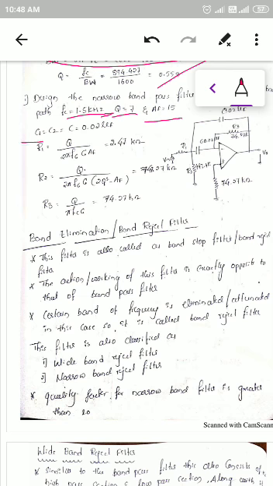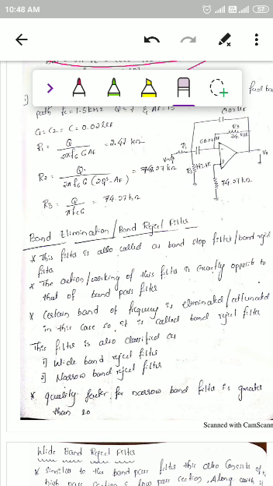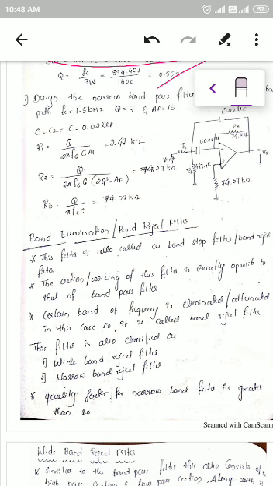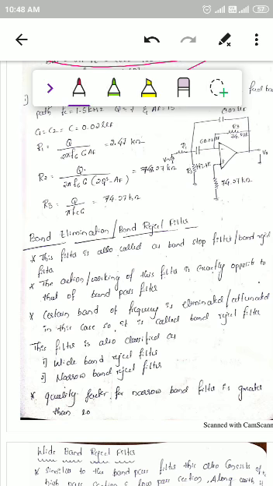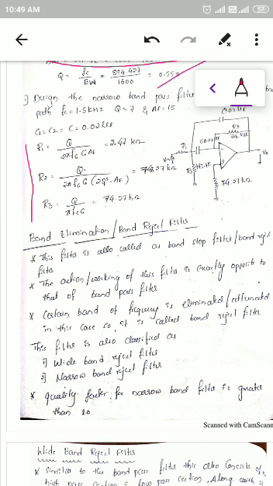I said you have to assume the capacitance always, so you just assume a lower value of the capacitance. Then for R1, R2, R3, I gave the equations in the previous class to calculate the different values of the narrow band pass filter. R1 is calculated using this, R2 using this, R3 using this. So the problems on narrow band pass filters are very simple. You just have to remember the equations for R1, R2, R3, substitute all the parameters given in the problem, and calculate the different values.